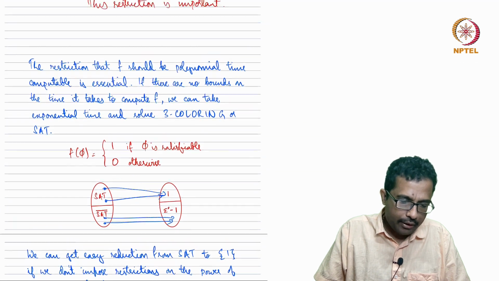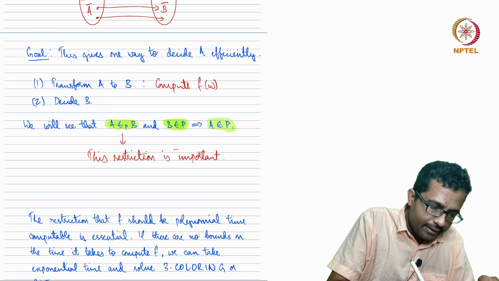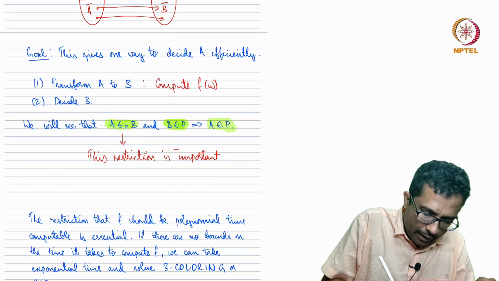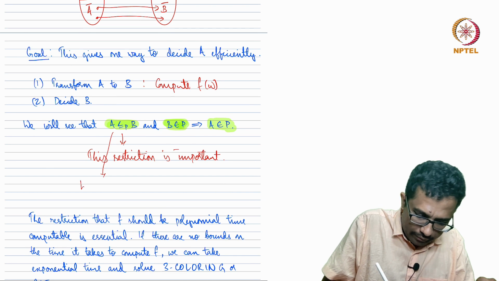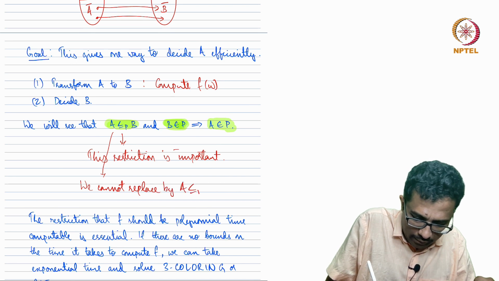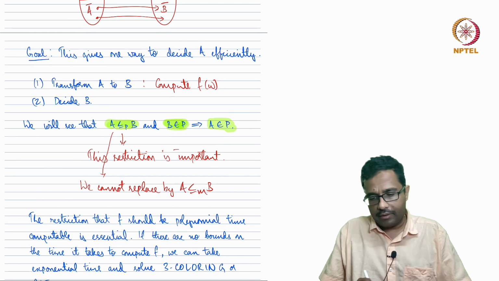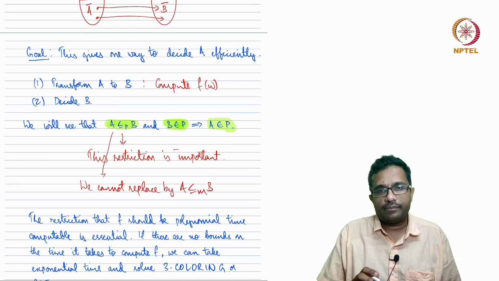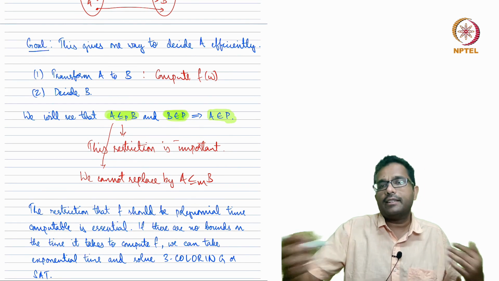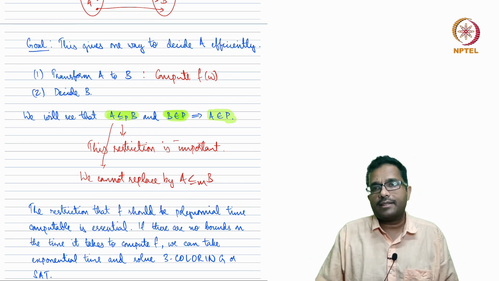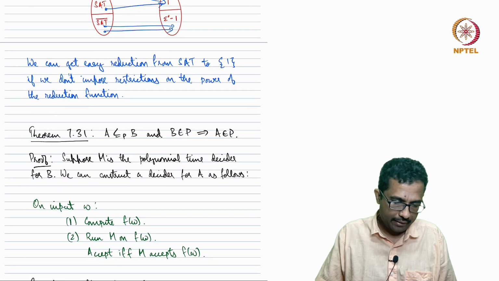So that is the point here. For instance, we cannot replace this by a mapping reduction, because then we cannot infer that A is in P, right? Because the reduction itself may take exponential time. So then how can we infer that the whole process is in polynomial time, right?